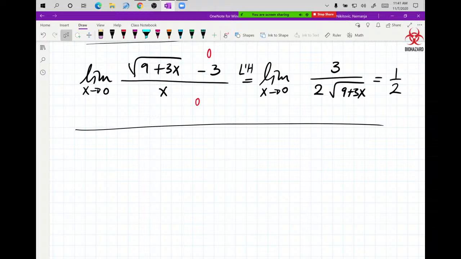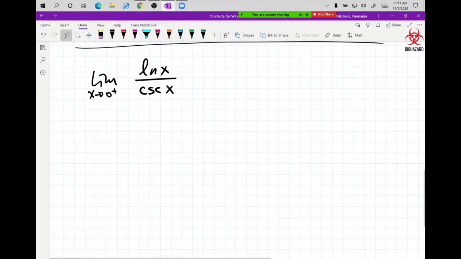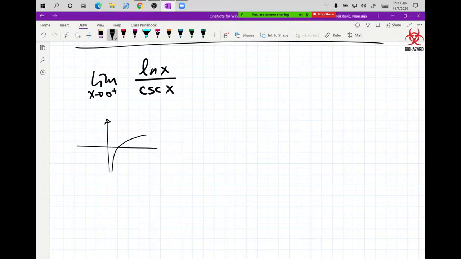Now, in some cases, you might end up with problems that look like this. The limit as x goes to 0 plus, and you'll see why 0 plus. It's because it's ln x divided by the cosecant x. When you draw the ln graph, you see that as you are going towards 0, your limit is pushing down to negative infinity. Okay, so that's negative infinity on top.